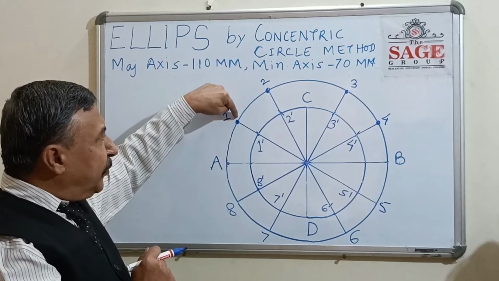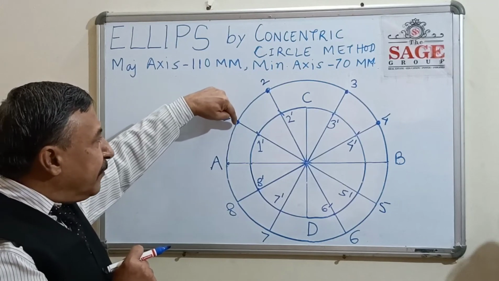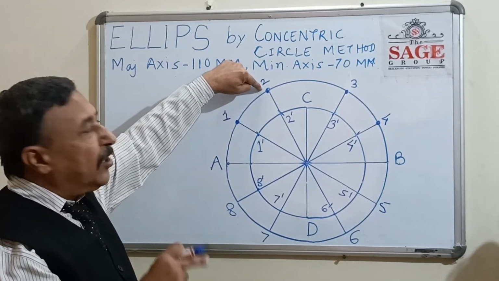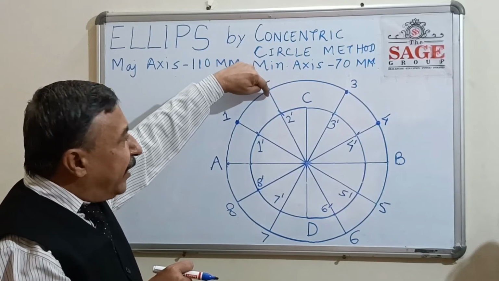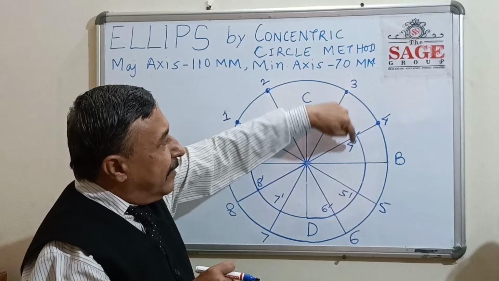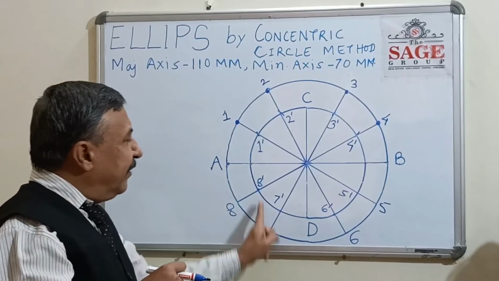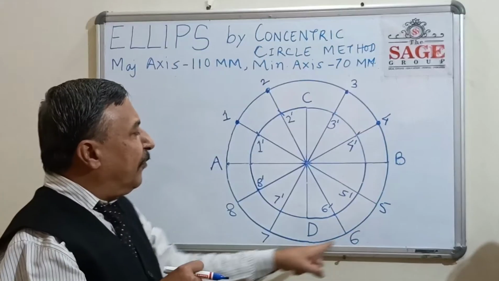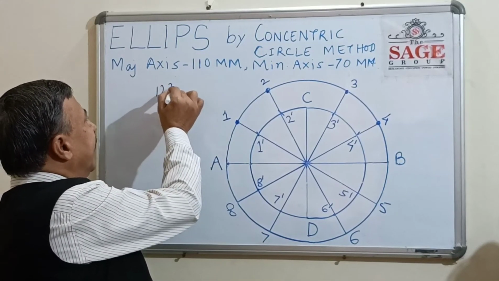From 1, this point is on the major axis concentric circle, so draw a line parallel to the minor axis, that means vertical. This point is also on the major axis concentric circle, so draw a line parallel to the minor axis, that is vertical. Similarly, vertical lines through 1, 2, 3, 4, 5.